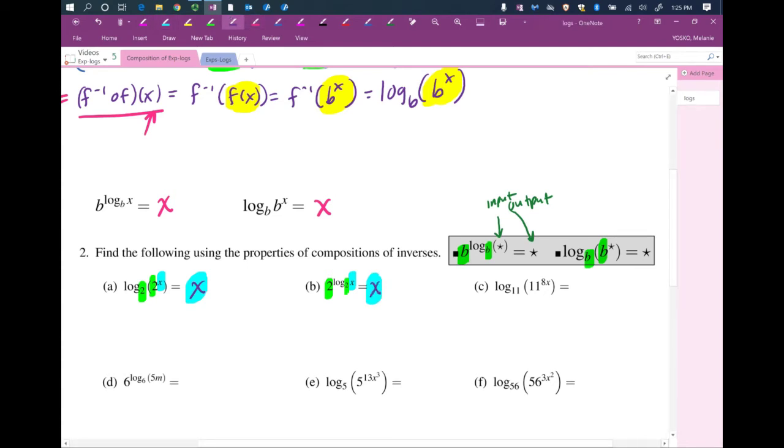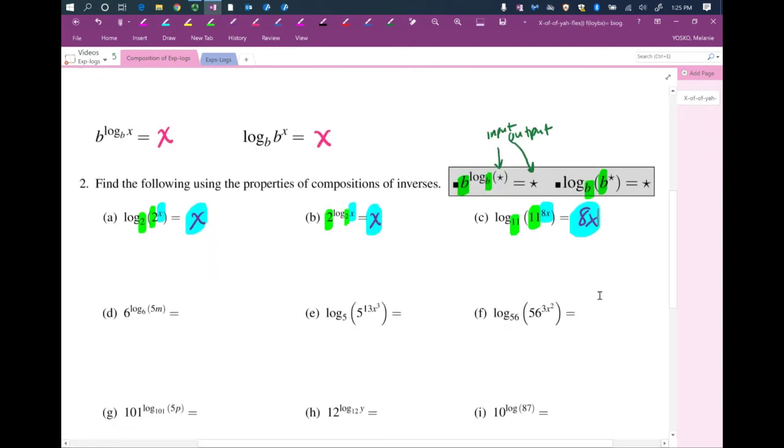Look at C. Log base 11 of 11 to a power, 11 to the 8x. So let's check the base. The base of the logarithm is 11. The base of the exponential is 11. I'm looking at this example now, this case. So my input will be the output. Starting to get it? Does this make sense? Let's do some more.